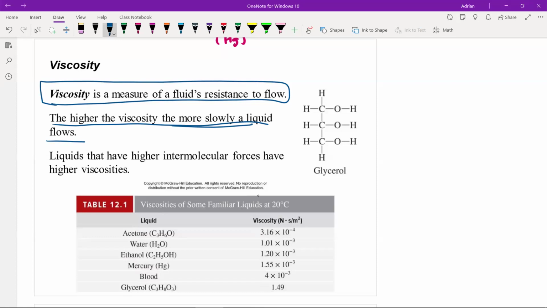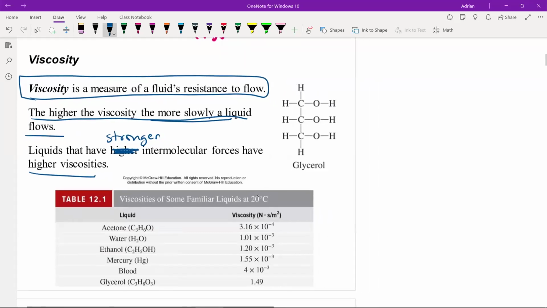So liquids that have stronger intermolecular forces have higher viscosities, right? They flow more slowly than something with a weaker intermolecular force of attraction.